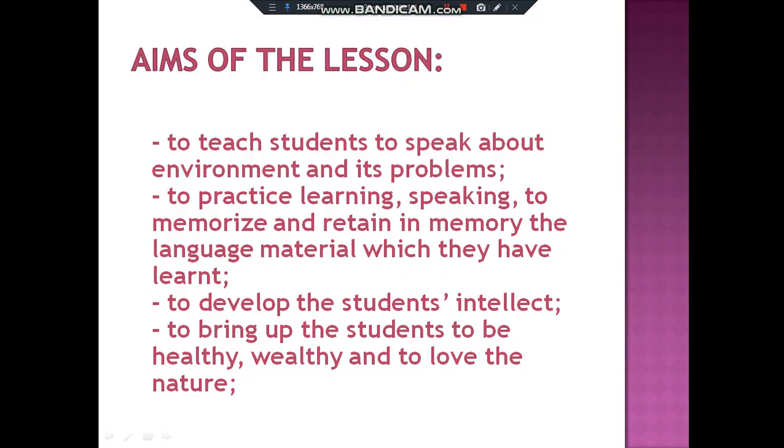Aims of the lesson: to teach students to speak about the environment and its problems, to practice speaking, to memorize and retain in memory the language material which they have learned, to develop the students' intellect, to bring up the students to be healthy, wealthy and to love nature.